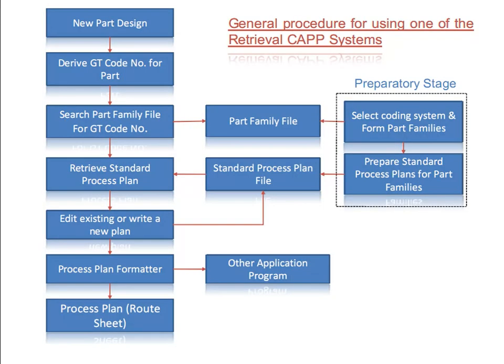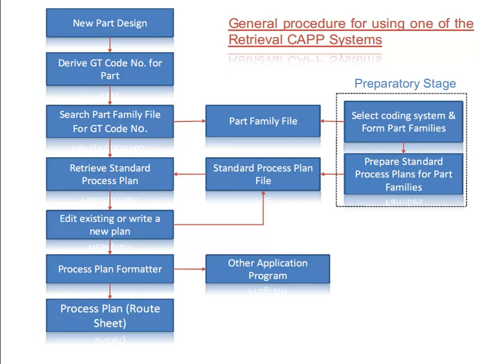So here we'll see the general procedure for using a retrieval CAPP system. This is a procedure considering a retrieval process for a new part design. We have a part design in the design phase, and it needs to be converted to data which is required for the manufacturing or the end user. For that, we derive a group technology code, based on the design or the repetitive or similar task. We'll have a group technology code for that particular part, and we search the part family.